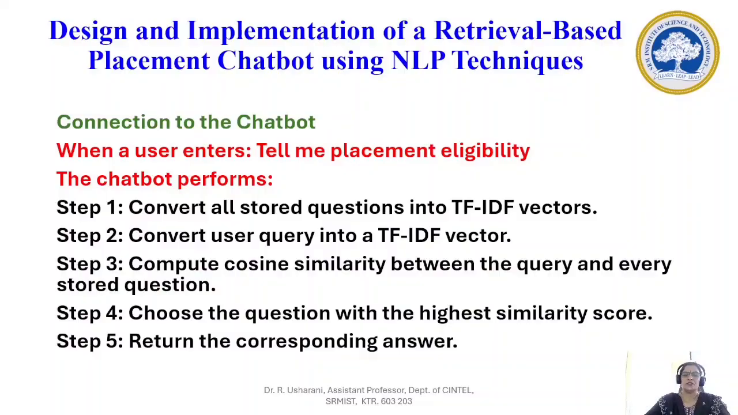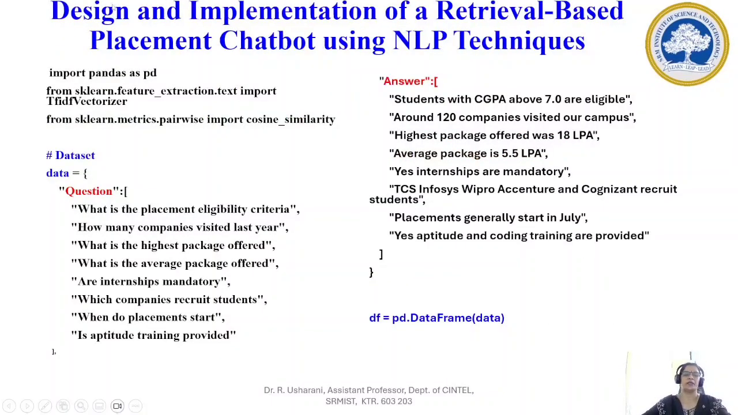Connecting to the chatbot: when a user enters tell me the placement eligibility, the chatbot performs these steps. Convert all stored questions into term frequency and IDF vectors, and convert the user query into a term frequency and IDF vector. Next, compute cosine similarity between the query and every stored question. Next, choose the question with the highest similarity score and return the corresponding answer. So how do we implement it with Python? Look at the Python programming. Later I will run the same program in our Google Colab environment. First look at this code.